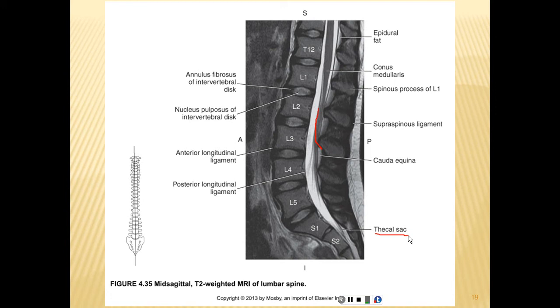Again, understand all the anatomy on this image, especially like the conus medullaris. The anterior longitudinal ligament is this band of ligament that travels down the anterior portion of the vertebra. You have a posterior longitudinal ligament that travels down the posterior sections of the vertebra.